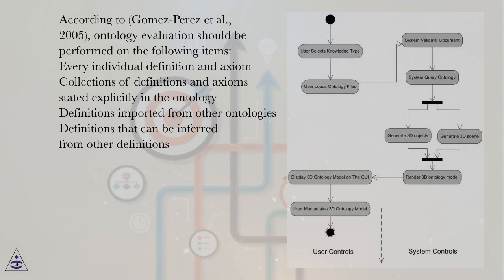According to Gómez-Pérez et al., 2005, ontology evaluation should be performed on the following items: every individual definition and axiom; collections of definitions and axioms stated explicitly in the ontology; definitions imported from other ontologies; and definitions that can be inferred from other definitions.